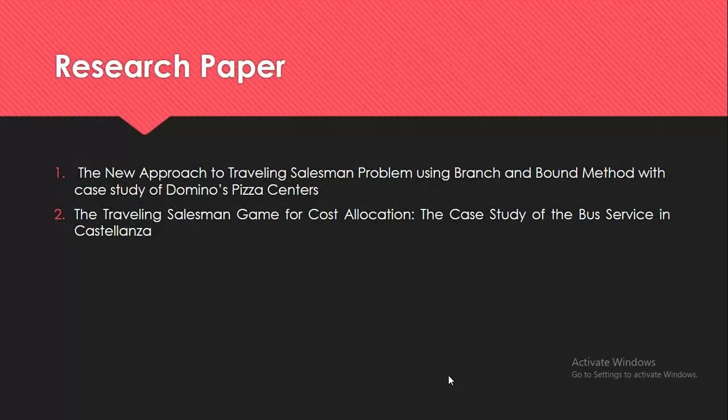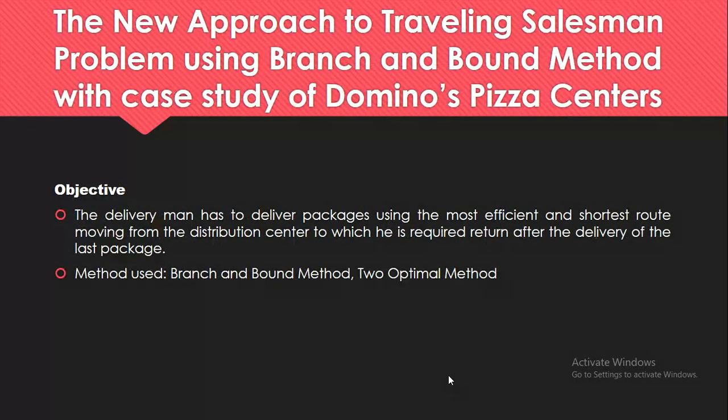My two research papers are the new approach to traveling salesman problems. This paper uses the branch and bound method with the case study of Domino's Pizza Center, and the second paper is a traveling salesman game for cost allocations, regarding the bus service in Castellanza. So I'm just going straight into my first paper.